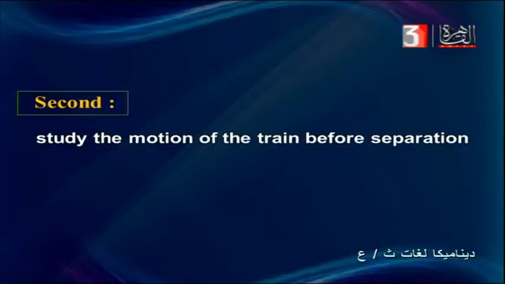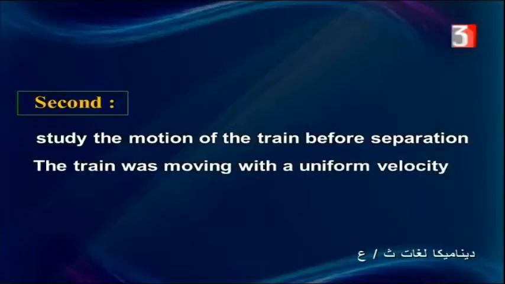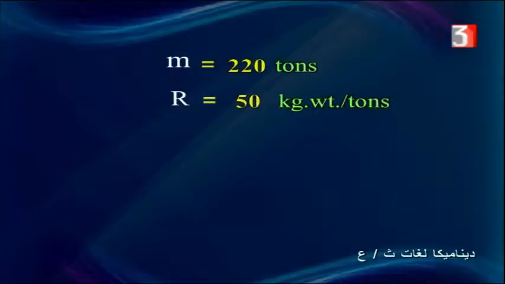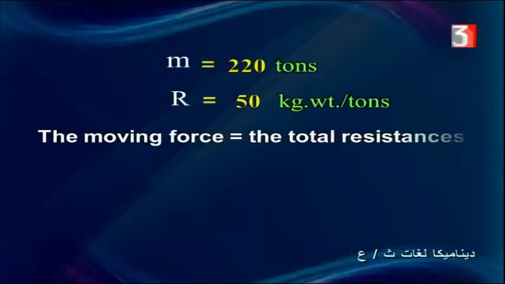The second required: study the motion of the train before separation. The train was moving with a uniform velocity before separation. Then the mass of the train equals 220 tons and the resistance equals 50 kilogram weight per ton. Then the moving force equals the total resistance.